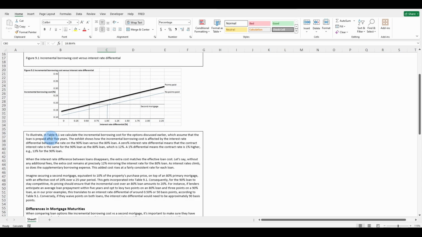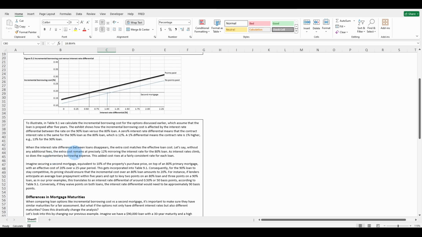To illustrate, in Table 9.1, we calculate the incremental borrowing cost for the option discussed earlier, which assumes that the loan is prepaid after 5 years. The exhibit shows how the incremental borrowing cost is affected by the interest rate differential between the rate on the 90% loan versus the 80% loan. A 0% interest rate differential means that the contract interest rate is the same for the 90% loan as the 80% loan, which is 12%. A 1% differential means the contract rate is 1% higher, e.g. 13% for the 90% loan.